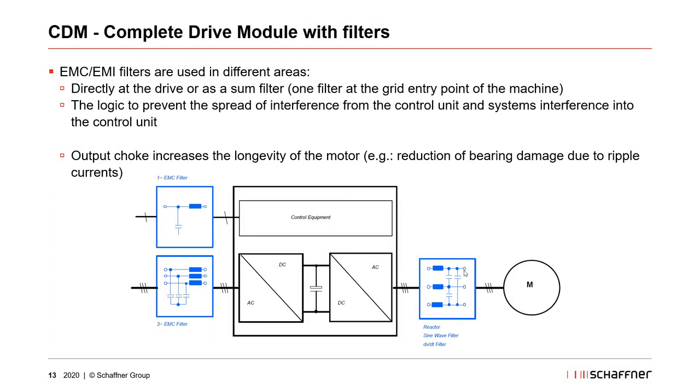And what's displayed here as well is the output choke, which increases the longevity of the motor. For example, if you assemble one reactor in between in the output, then it might reduce ripple on the bearings, so the bearings might last longer. But this is not in discussion for today's selection guide.